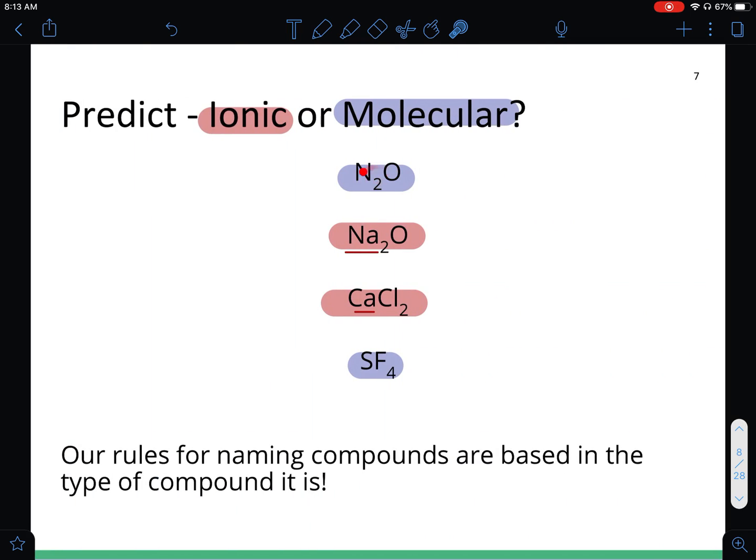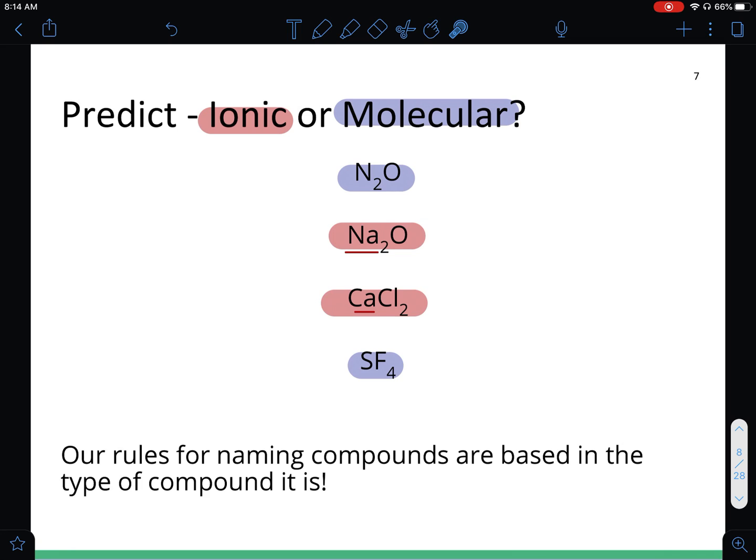Okay, so the first one and the last one ended up being molecular or covalent compounds. That is because they contain only nonmetals. And we can check that by looking at the periodic table and seeing where they're located. All of those atoms, nitrogen, oxygen, sulfur, and fluorine, are in the upper right-hand corner and are all nonmetals. Na2O, or sodium oxide. This is an ionic compound because sodium is a metal. Calcium chloride, CaCl2, this is also ionic because calcium is a metal. Right? And your metal will always be the first one in the formula.